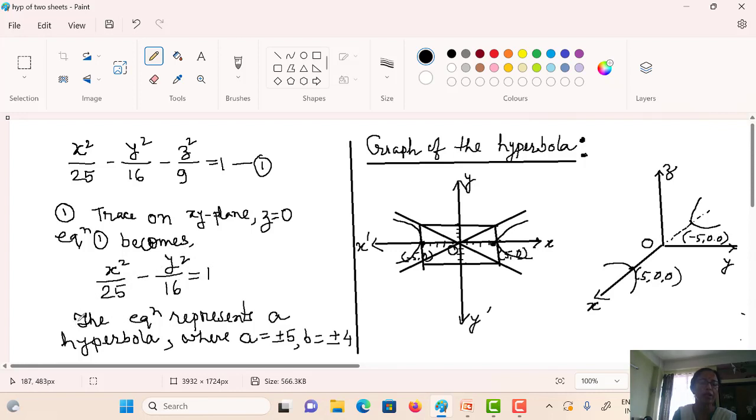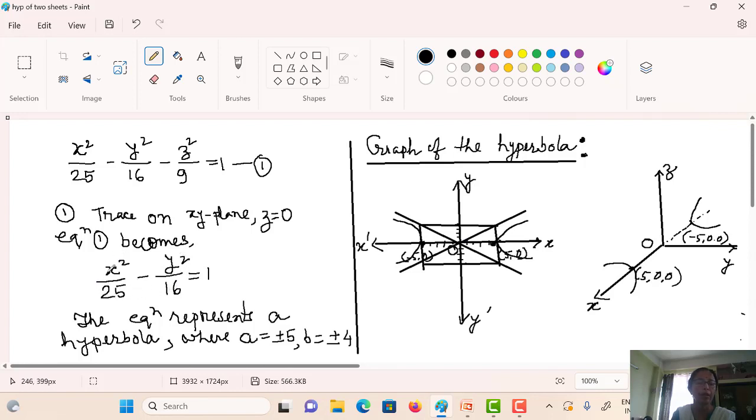Definitely this equation represents a hyperbola, where a is equal to plus minus 5 and b is equal to plus minus 4. So let us draw the graph. Here it is the x-axis and this one is the y-axis. We draw the rectangle so that we can find out the asymptotes by using these 4 points, plus 5, minus 5 and plus 4, minus 4. So using these 4 points we draw the rectangle here and its diagonals. These two diagonals represent the asymptotes for the hyperbola of this kind.